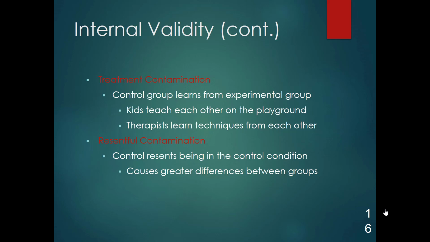So basically here, the control group resents being in the control condition because they're not getting the intervention. And this can cause greater differences between the groups. So with the treatment contamination, basically the intervention group teaches the control group about the intervention, and so they learn about it anyway. With the resentment, the control group is upset or resents being in the control group because they know they're not getting the intervention, and this can cause differences between the groups.